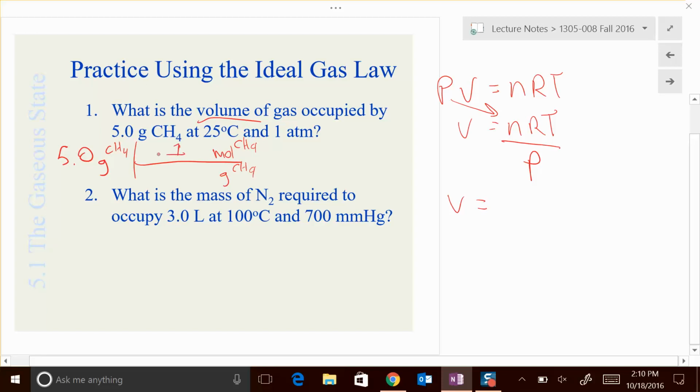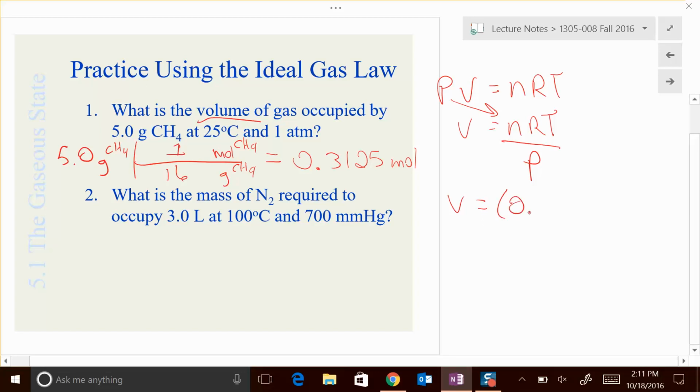What are the grams? Okay? So what are they? 12 plus 4? 16 grams. So 5 divided by 16? 0.3125 moles. So now I can put my N in, right?